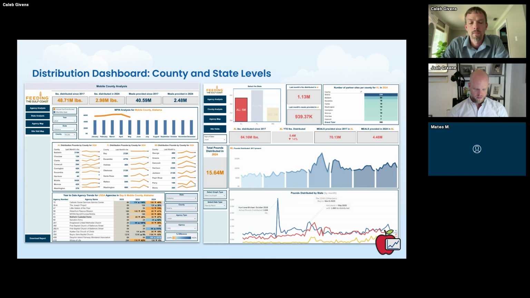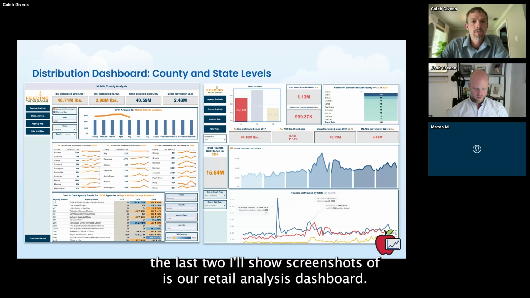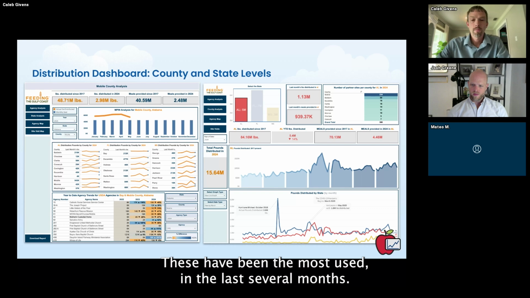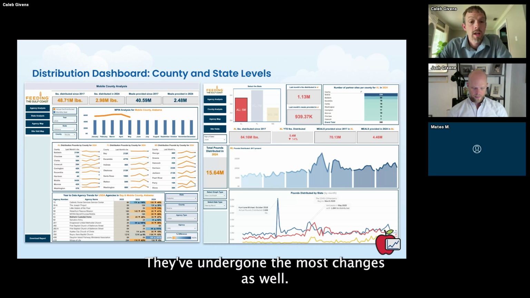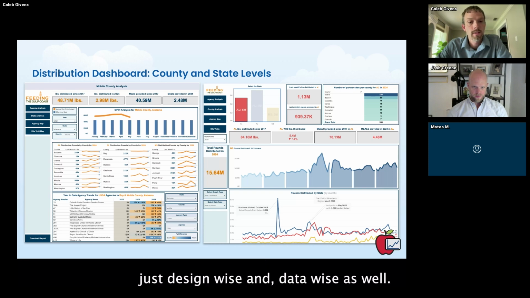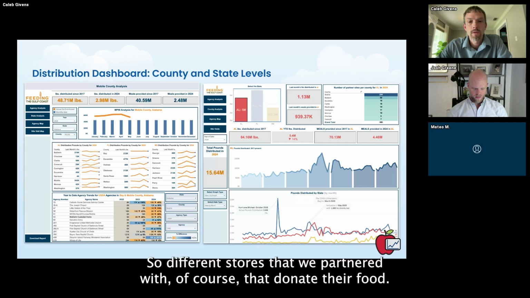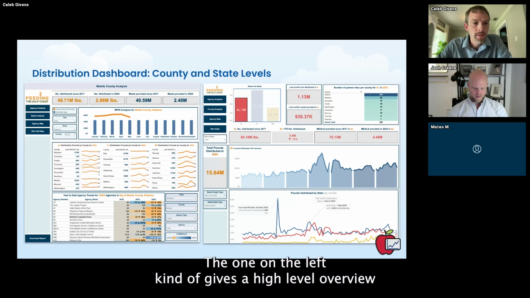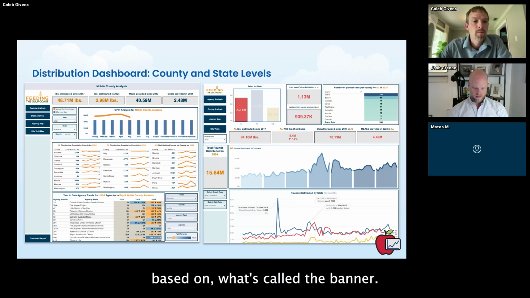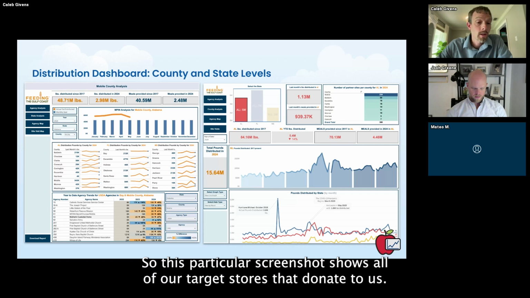So the last two I'll show screenshots of is our retail analysis dashboard. These have been the most used in the last several months. They've undergone the most changes as well, design-wise and data-wise. These are used by our retail staff, so different stores that we partner with, of course, that donate their food. The one on the left gives a high-level overview based on what's called the banner. This particular screenshot shows all of our Target stores that donate to us.